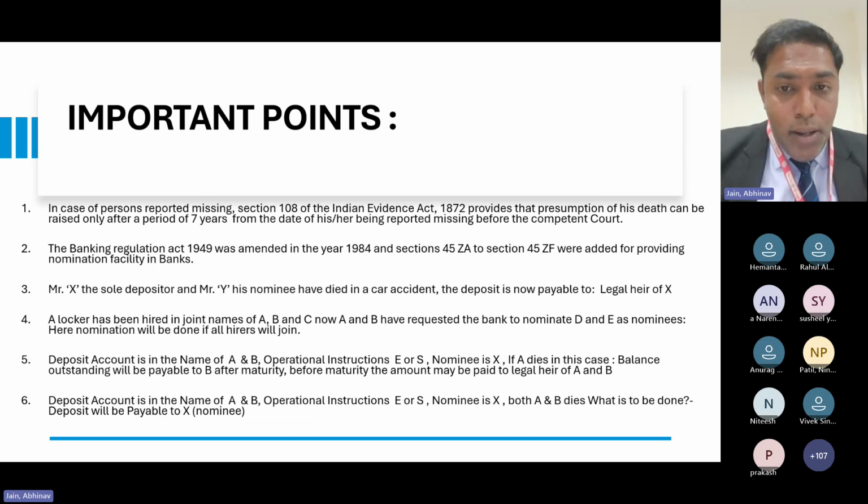The deposit is already matured. But if the deposit is not yet matured and you want to do a premature withdrawal, in that case, the amount would be paid to the legal heir of A and B. Now, let's say there is again a deposit account in the name of A and B with the either survivor mandate, and the nominee is X, and both A and B die. What will we do? We will straight away pay the nominee, that is X.